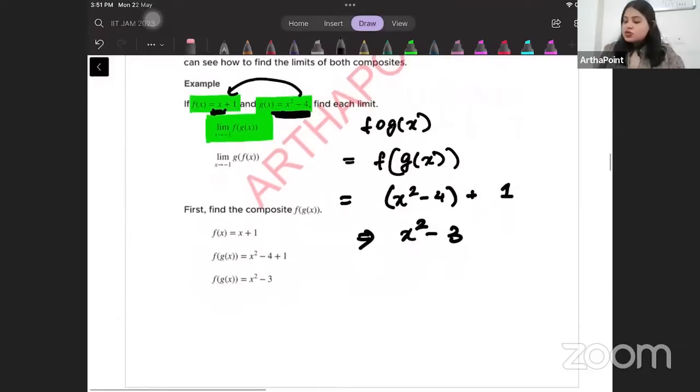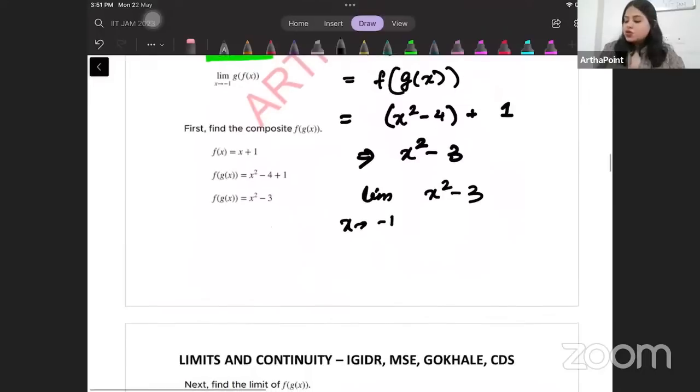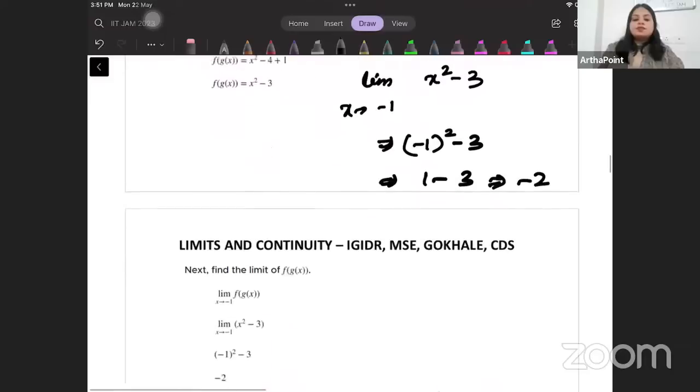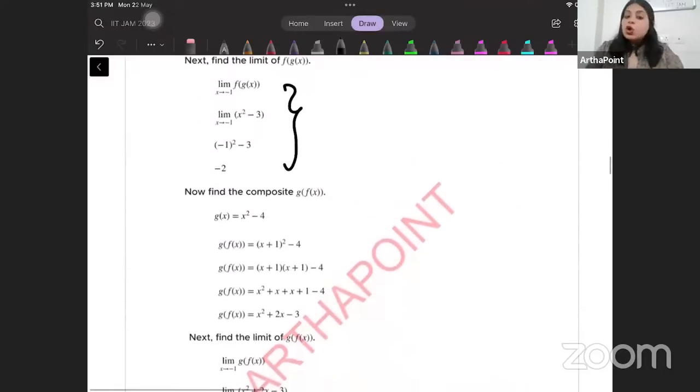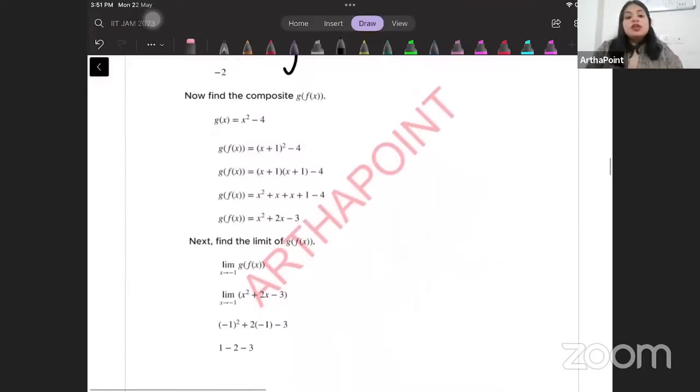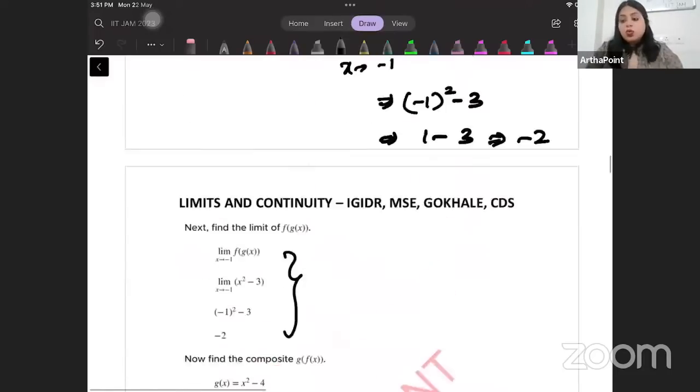Now I will impose the limit. Limit x tends to -1, x square minus 3. So this is beta going to be minus 1 whole square minus 3, 1 minus 3, minus 2. Is this clear? This is how we can go ahead and find the limit. Gof, I'm leaving it up to you. We will not do this in class. You will do it on your own.